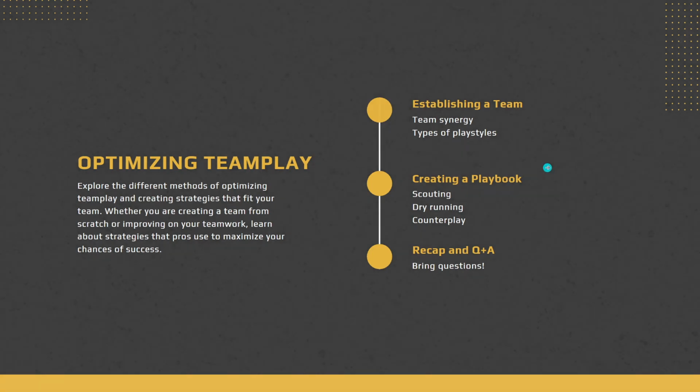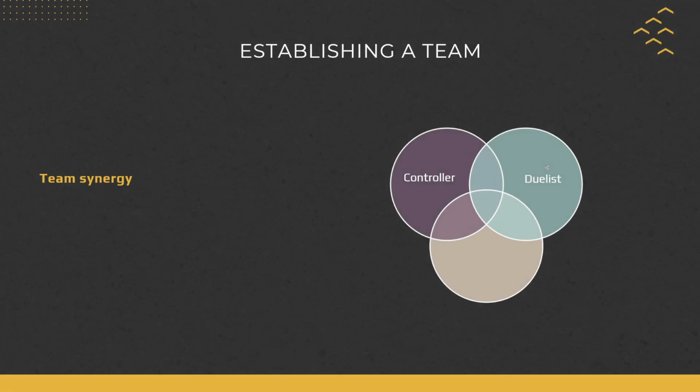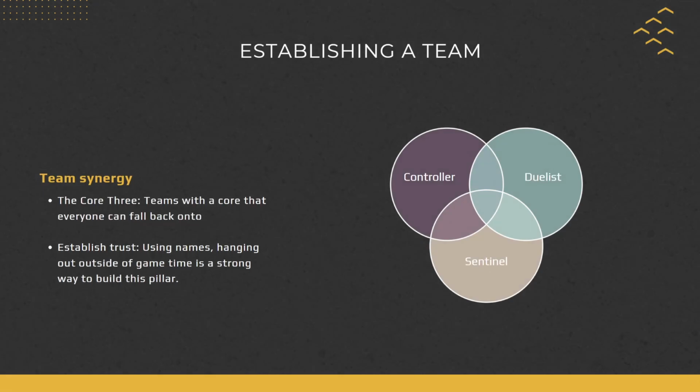Okay, so let's get started right at the beginning. When we're establishing a team, when we need to make sure that we have a good team, there is something that we look at in the pro play scene as just the core. There is either a 2-player core, a 3-player core, and there might even occasionally be a 4-player core. The core is simply the players within the team that everyone can fall back on.